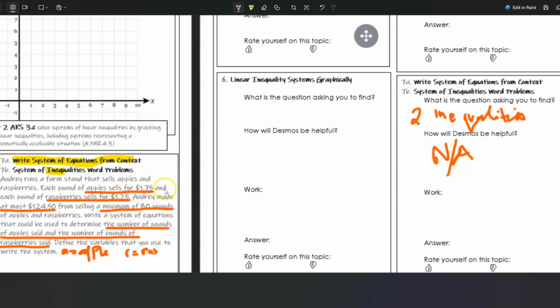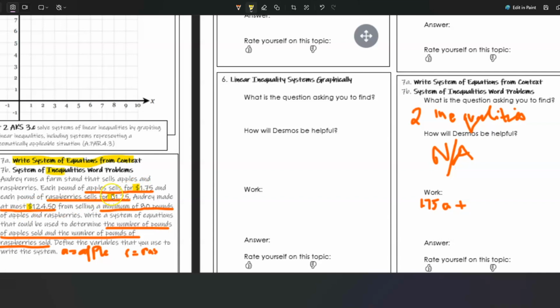Here is my work. An apple is $1.75. So 1.75A plus, and again, we're looking for the things that look alike, right? And what are my 3 things? I totally forgot to say it. Money, money, money. So in this situation, it's money, right?